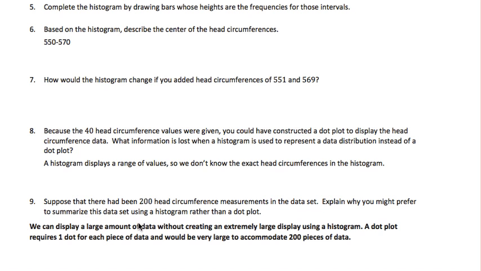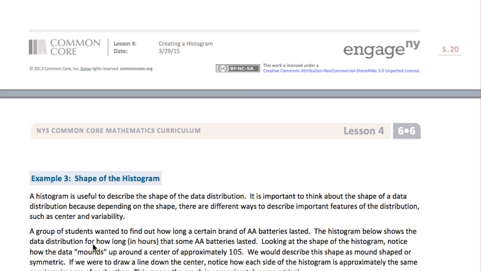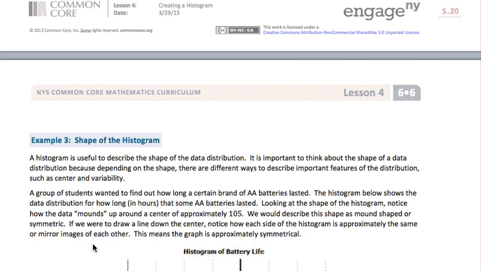So we can display a large amount of data without creating an extremely large display using a histogram. A dot plot requires 1 dot for each piece of data and would be very large to accommodate 200 pieces of data. A histogram is useful to describe the shape of the data distribution. It is important to think about the shape of a data distribution because depending on the shape, there are different ways to describe important features of the distribution, such as center and variability.